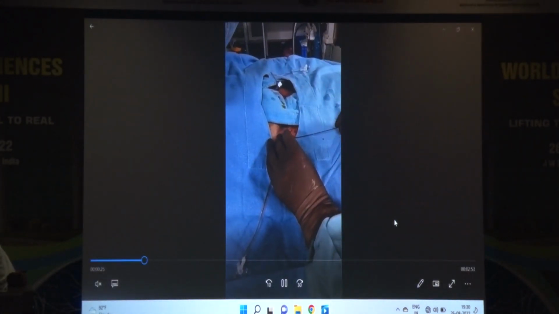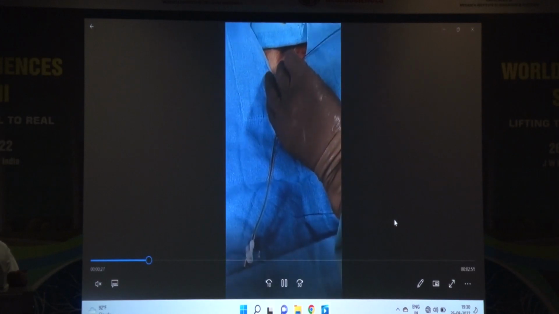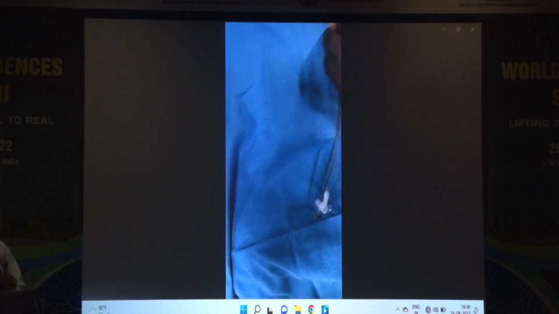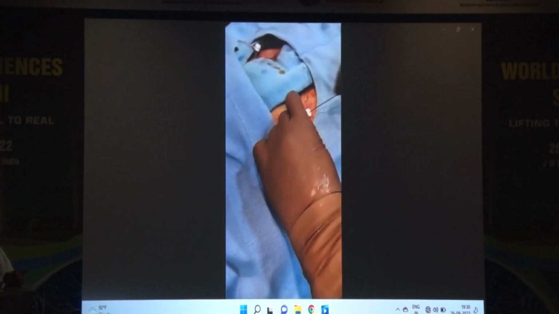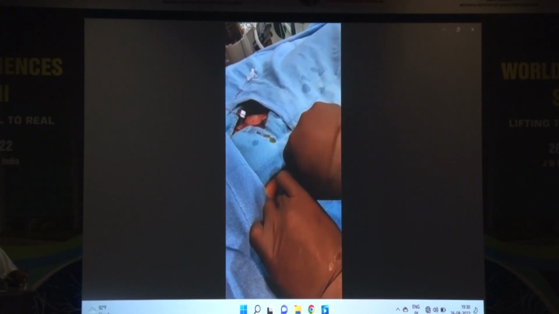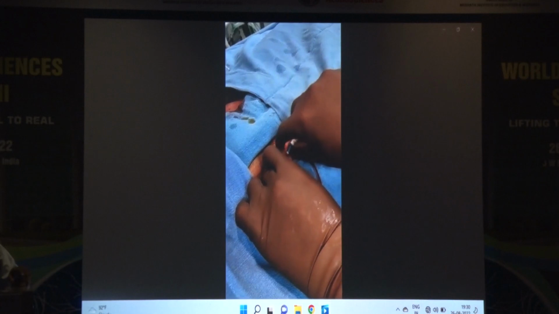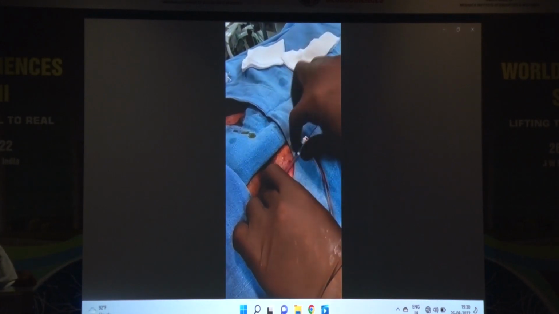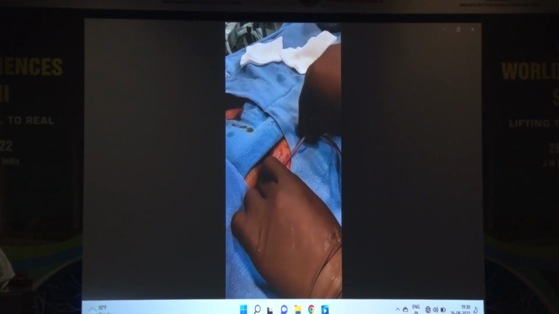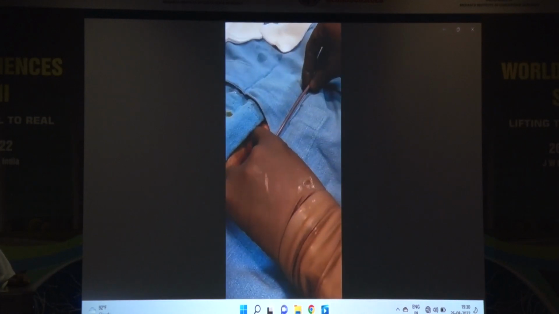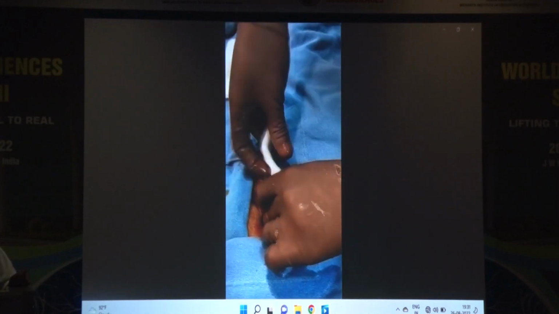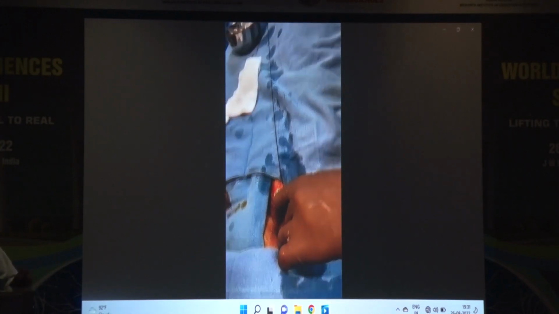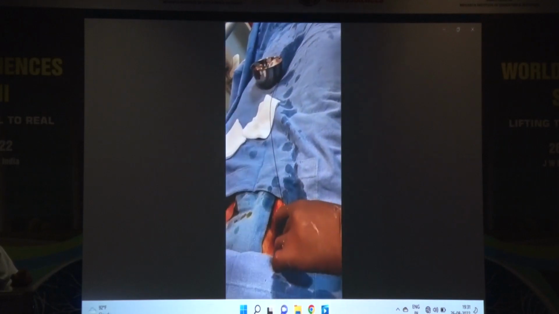I'm sorry for the motion because one of our colleagues, an anesthetist, was recording the video. Now what we are doing is trying to remove the sheath. So we press our hand on the groin, and we slowly and gently remove the sheath, keeping the wire in position. Once it's out, we usually moisten the entire wire with normal saline.